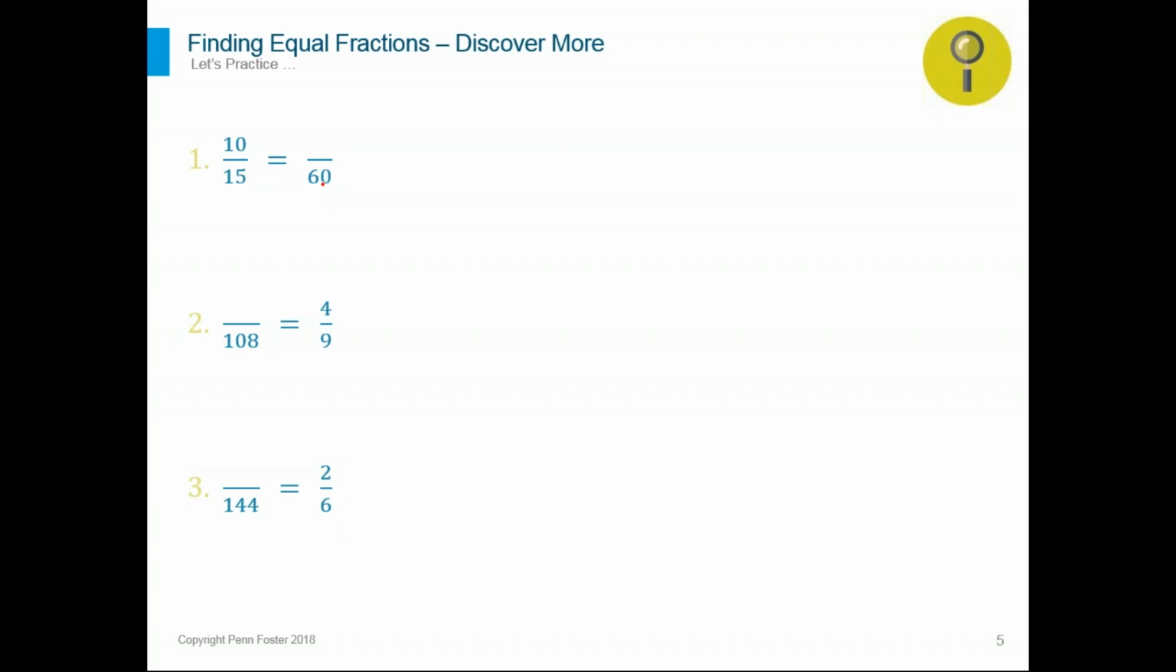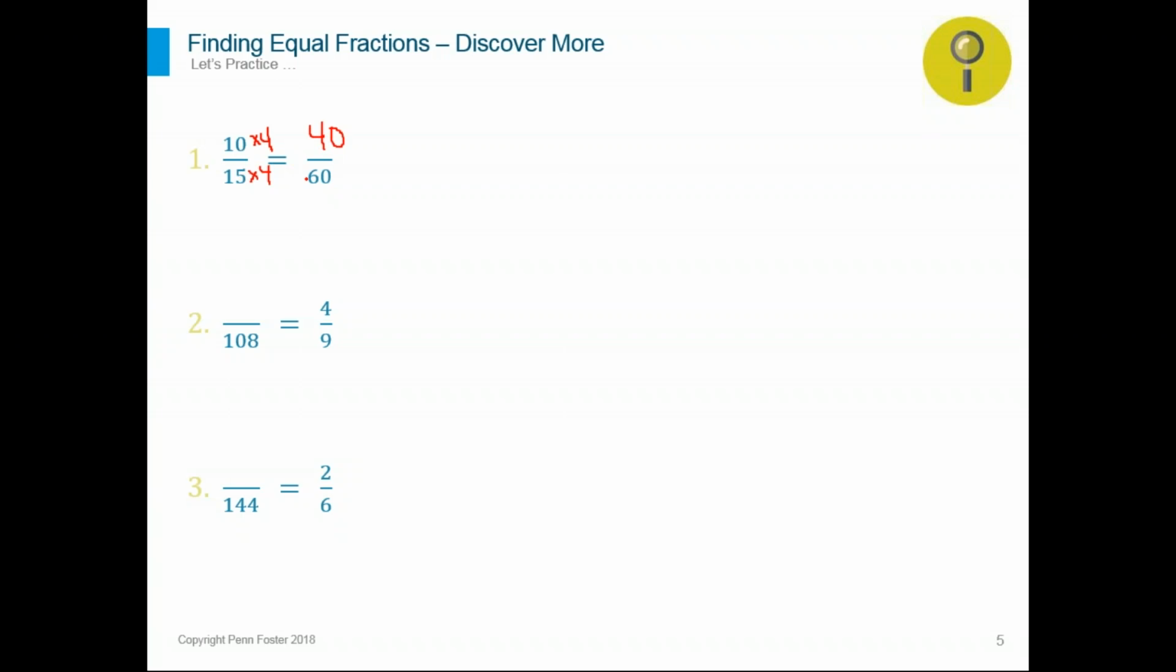So 15 times what should give you 60? If you're not sure, you can pick up your calculator and divide 60 over 15, and that will give you the factor. The factor in this case is 4. 15 times 4 is 60. And to keep the fraction equal, I need to do the same thing on the top. So 10 times 4 is 40. So 40 over 60 is the same as saying 10 over 15.